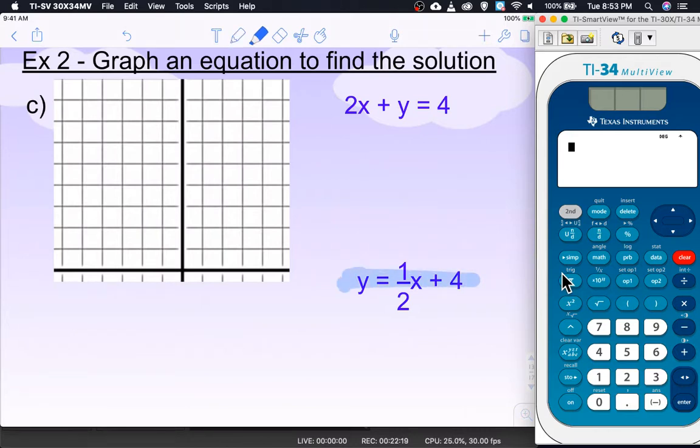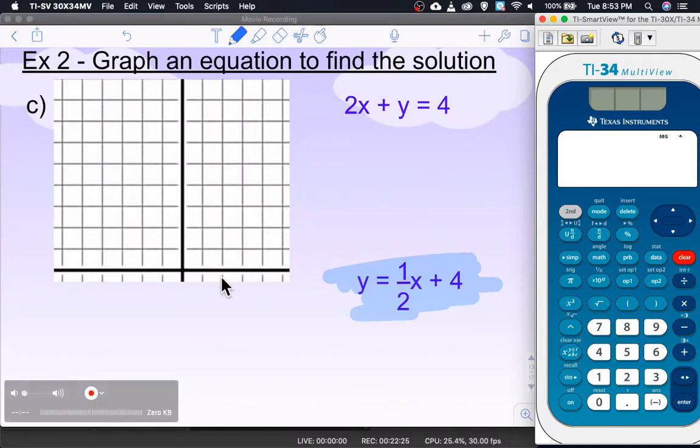Alrighty, blue line. My blue line crosses the y-axis at +4. That is 0, 1, 2, 3, 4, right there. My line has a slope of 1/2. That is rise over run. Run is always to the right. So up 1, over 2, dot, and repeat.